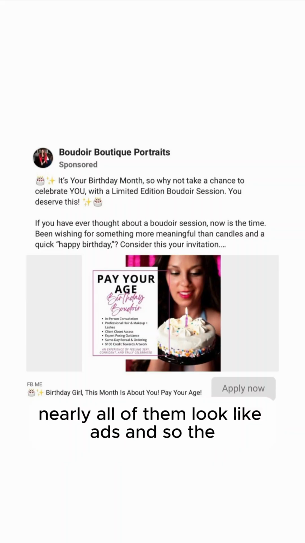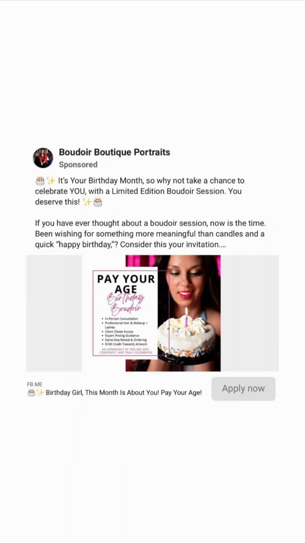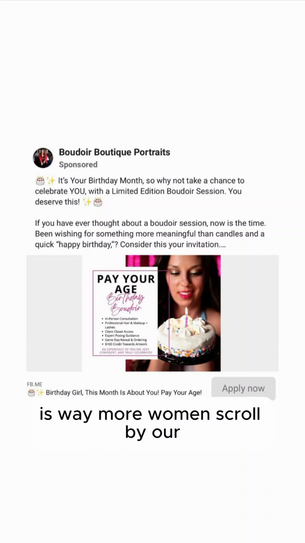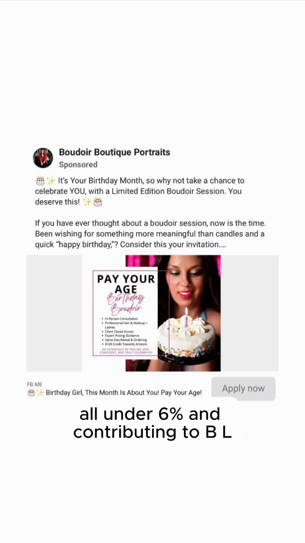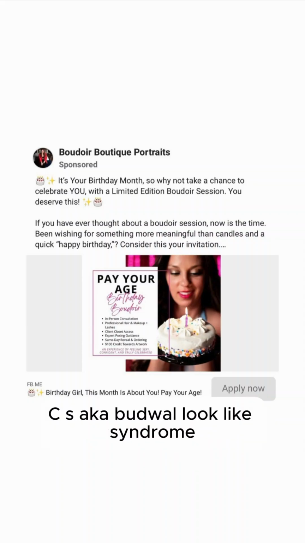The consequence of making ourselves look like ads is that way more women scroll by our ad than necessary, pulling our unique CTR under 6% and contributing to BLCS, aka boudoir low click syndrome.